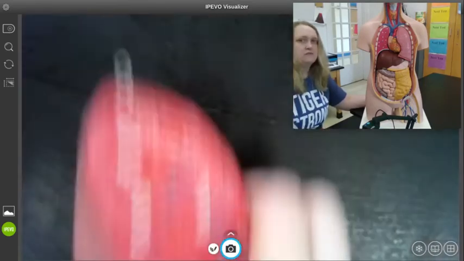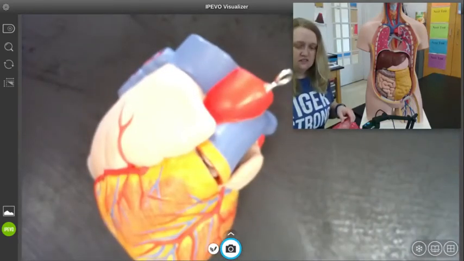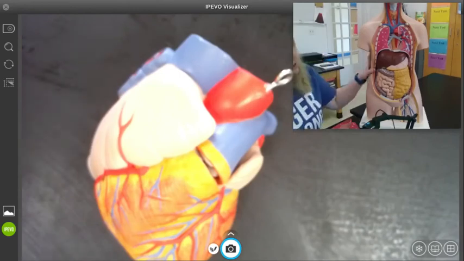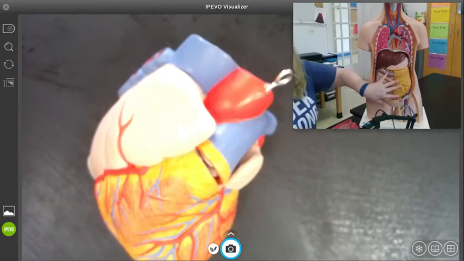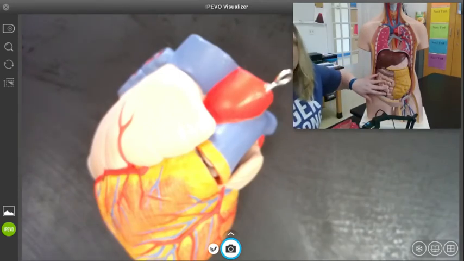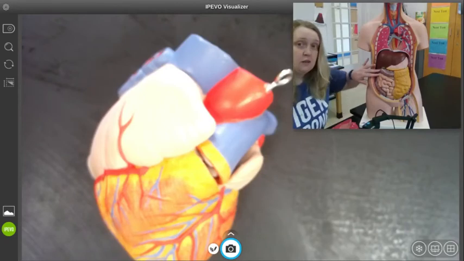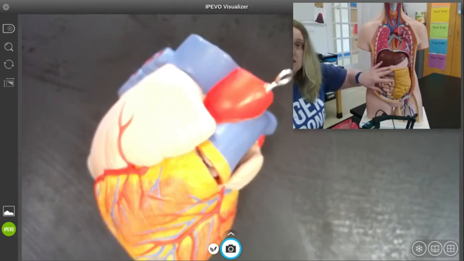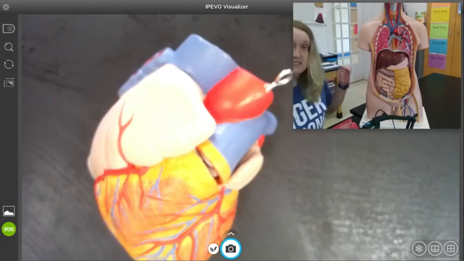So that's number 1. Number 2, this is the heart. What cavity is the heart located in? All of these organs down here are inside a particular body cavity. What is the name, number 3, what is the name of the body cavity that has the liver, the stomach, and the intestines inside of it?